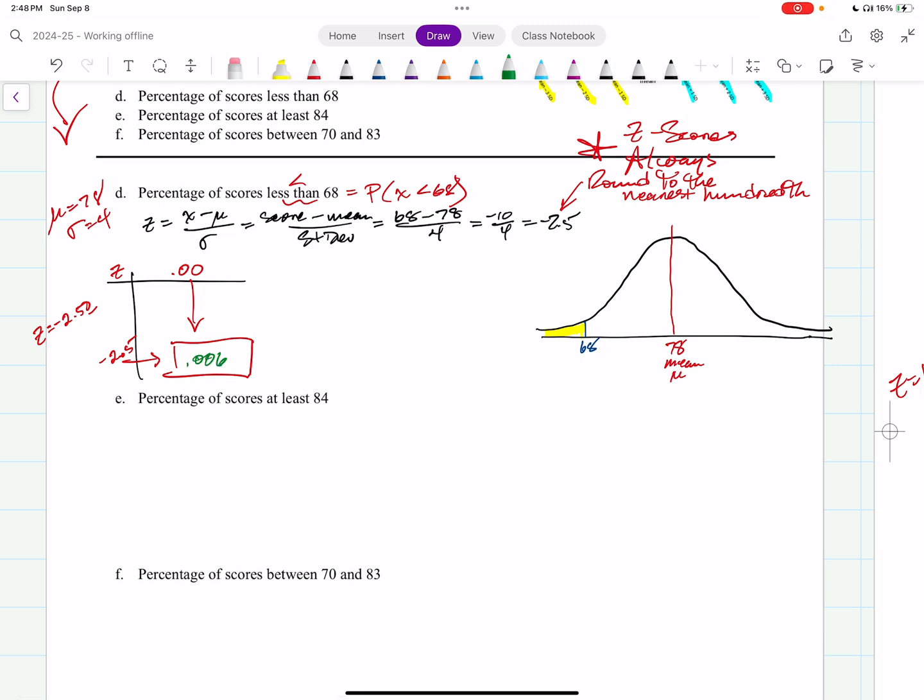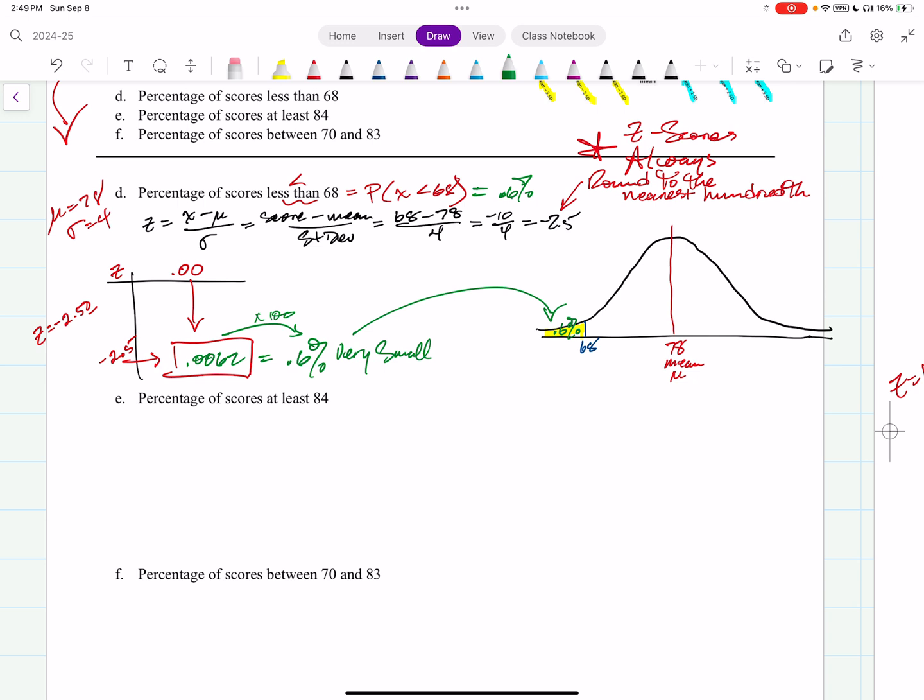So 0.0062, multiplied by 100 to change it to a percent, gives you 0.6%. Not 6, 0.6%. This is less than 1%. It's very small, and that, my friends, is this area right here. This is 0.6%. It's not really drawn to scale. It's actually smaller than that because this is almost 3 deviations to the left. So my answer is 0.6%, less than 1%. This is a very small number, and that's the first one.